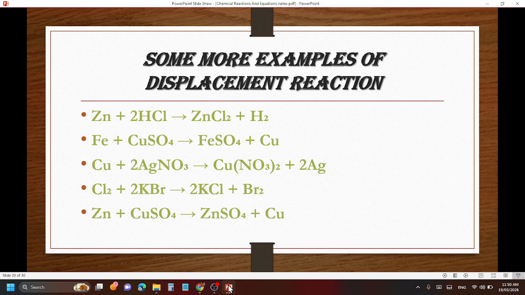So here the more reactive is zinc and the less reactive is hydrogen, so only it gets displaced. Displaced simply means removed. If you see the word displaced, it is removed and something else takes its place. So the displacement reaction is like this. I request you to please comment for the remaining four reactions which is the more reactive element and which is the less reactive element.